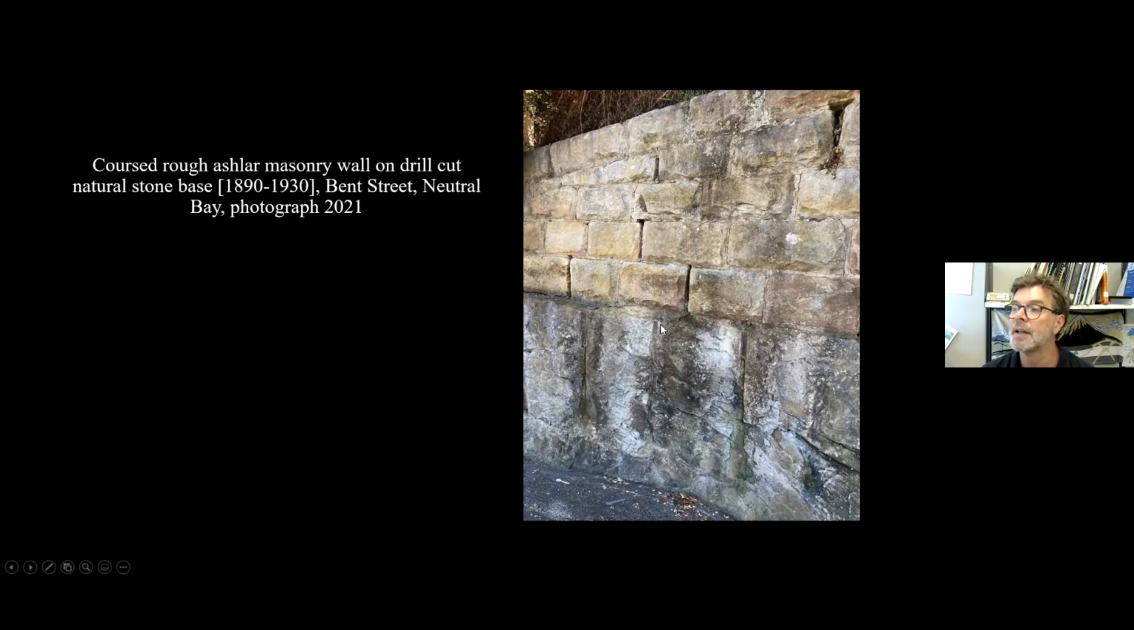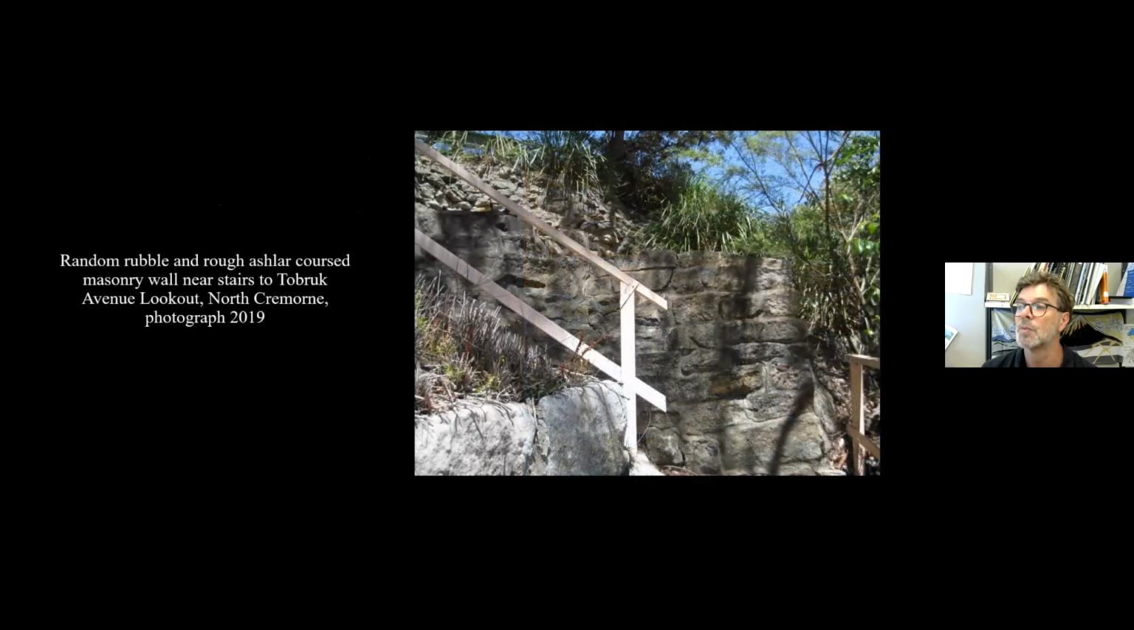And you can see this part of the natural stone has been cut away with drills, and then they've used probably what was the local stone with this rough cut, evenly coursed stone wall here to just make a really pleasant streetscape. And they're all over North Sydney, these type of walls. There's another one way up in North Cremorne. And you've got here really just a random rubble wall.